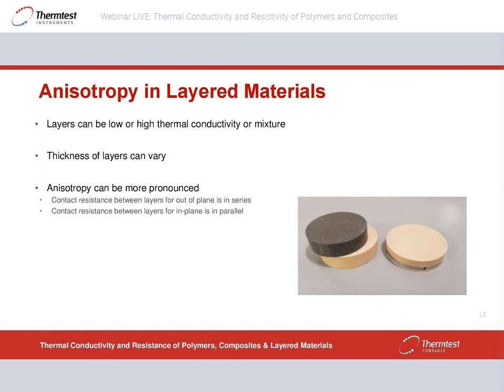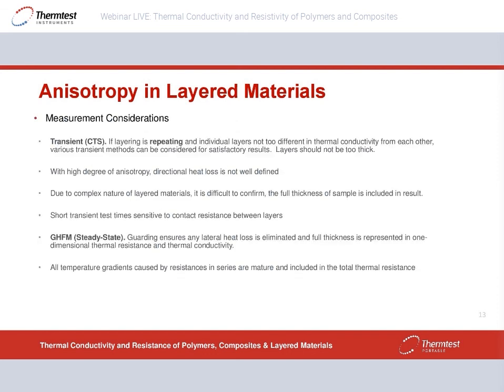So if you have no guarding and you're passing heat from one side of that sample, with no guarding to limit the lateral heat loss, the resistance in parallel is a reduced contact resistance as compared to series. You actually have a greater potential for overestimation in one direction versus the other. So it can be difficult to define how much of your heat is actually penetrating through the thickness, depending on how different the conductivity between the layers is.